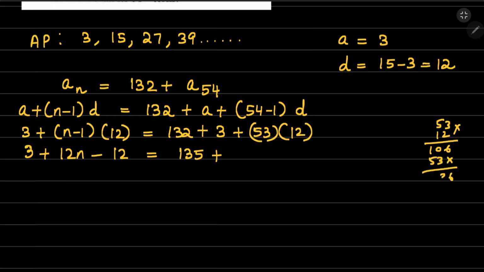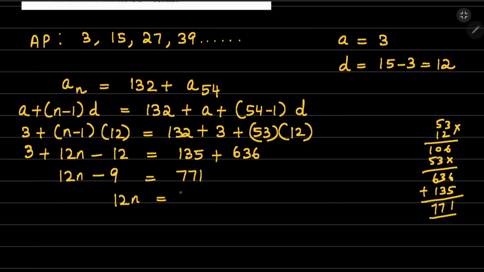So you are getting 636. What is 636 plus 135? You have 771. So 771 is equal to 12n minus 9. So 12n is equal to 771 plus 9, which is nothing but 780. So n is equal to 780 divided by 12.